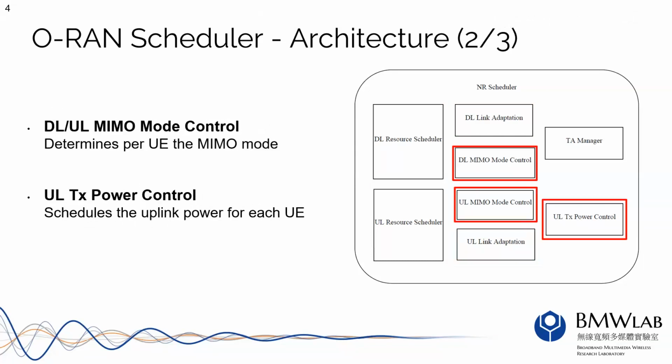And the next one is the MIMO mode control submodule. It's used to schedule the MIMO mode for each UE, which means scheduling the antennas for each UE. And the next one is power control. It's only used in the uplink, because this submodule will schedule the power for each UE when the UE wants to transmit uplink data. And power control can also reduce the power consumption of each UE.